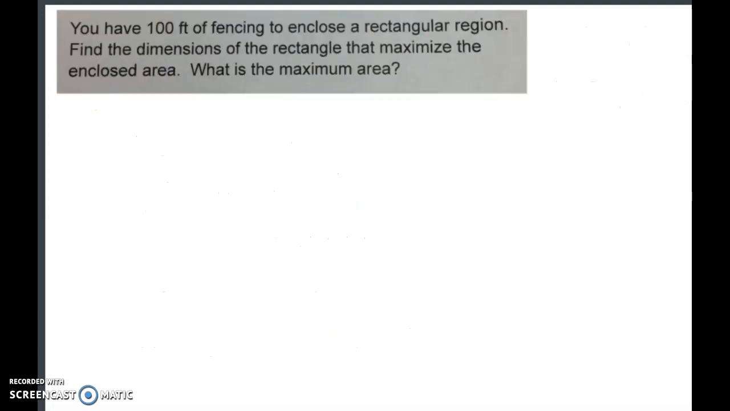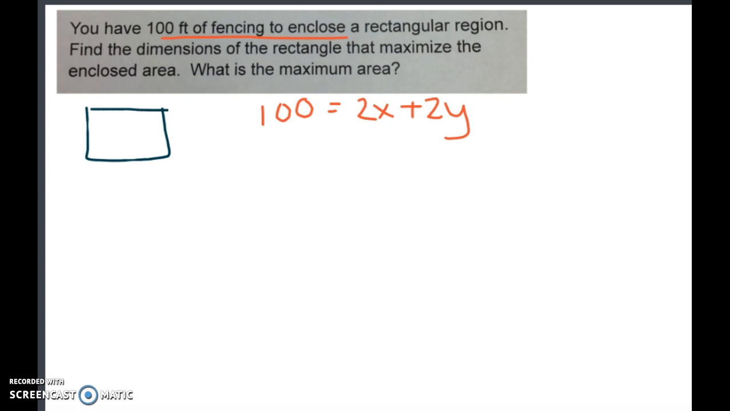Then from there, we get to talk about a story problem. We're talking about a rectangular region. You've got 100 feet of fencing. Whenever you've got this, make sure you're talking about your perimeter: 2x plus 2y. Then we're going to find the dimensions of the rectangle that maximize the enclosed area. The biggest thing there is that we're going to be finding area. You want this in terms of one letter, so we need to solve this for y.